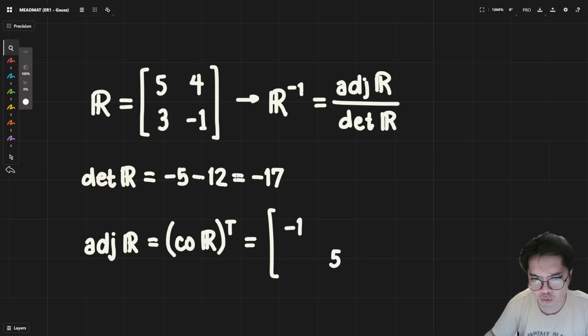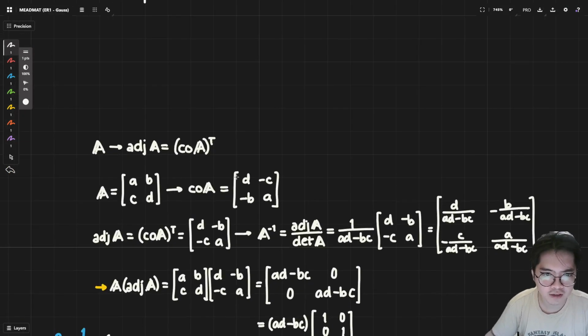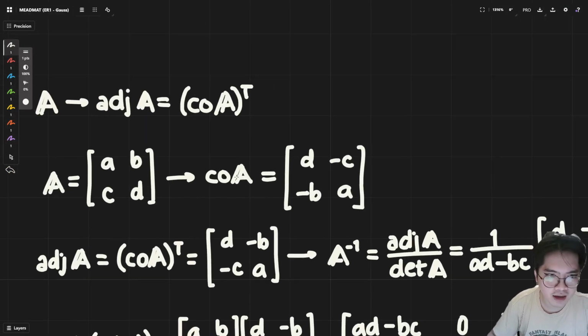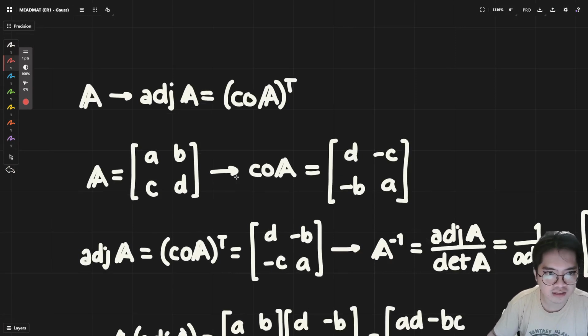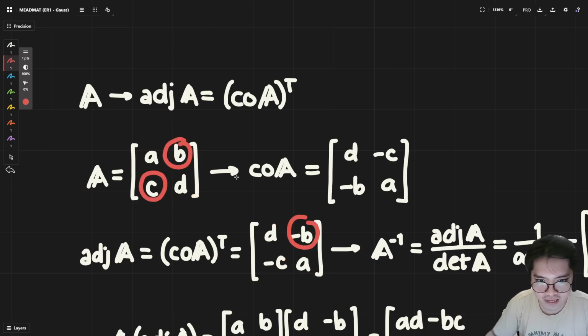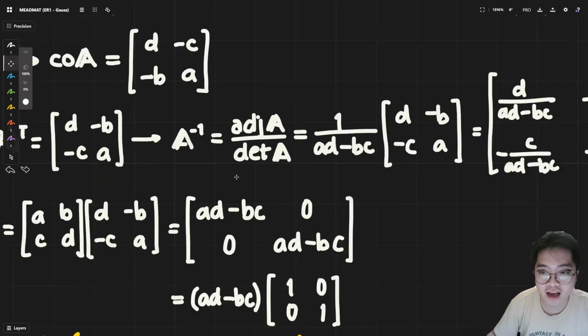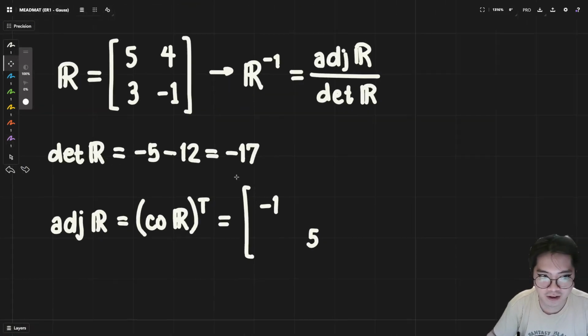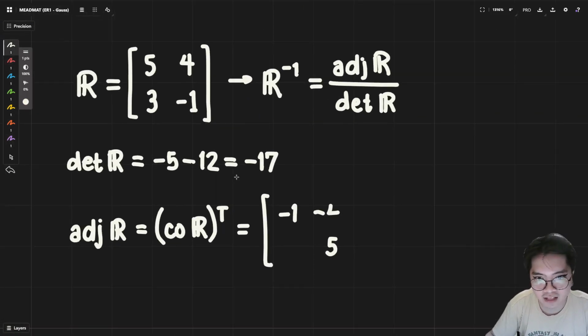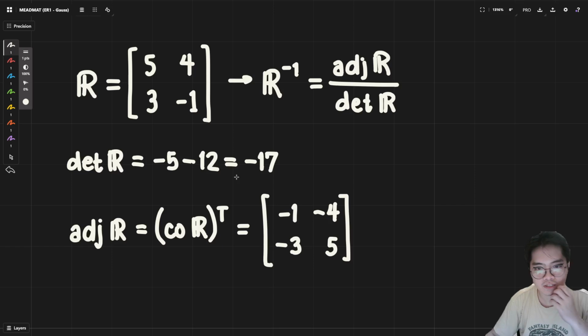Honestly, there's a whole pattern to this. If you remember, with the adjoint you just switched the places of these two things and put negative values on B and C. So if you've detected that, good job. You can use that again and again. So basically here what you will have is -4 and -3. There you go, that is already your adjoint.